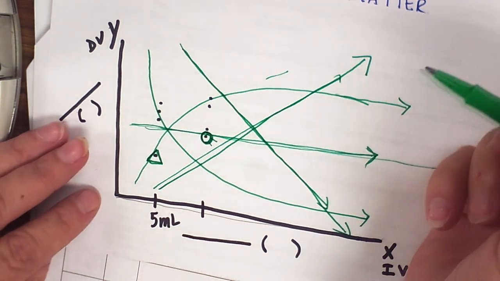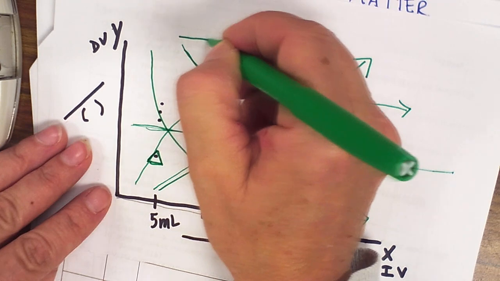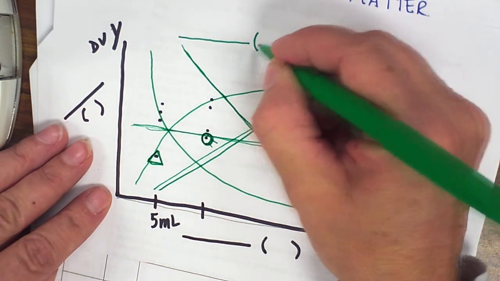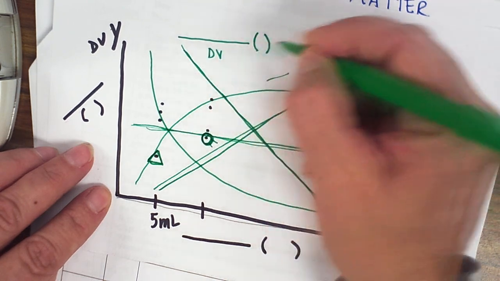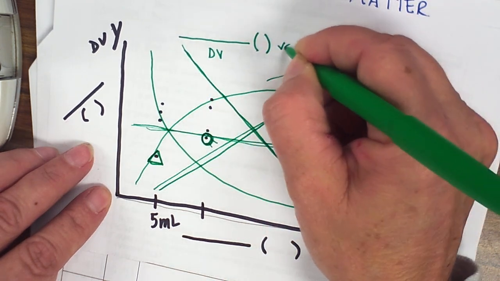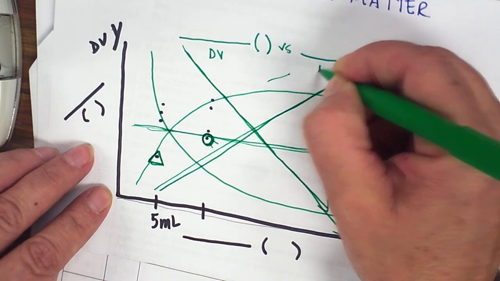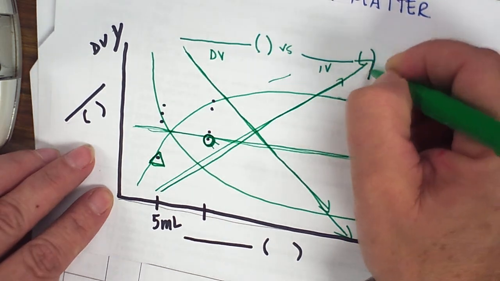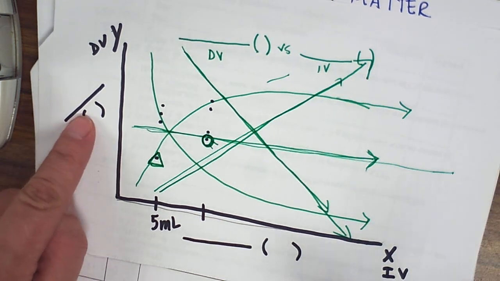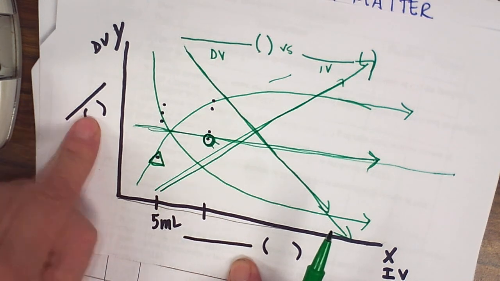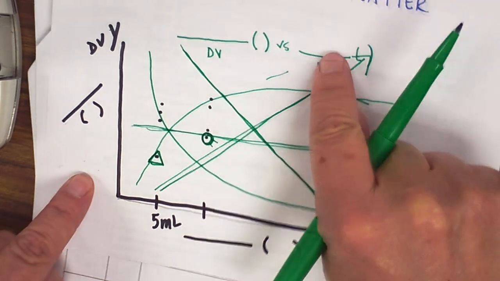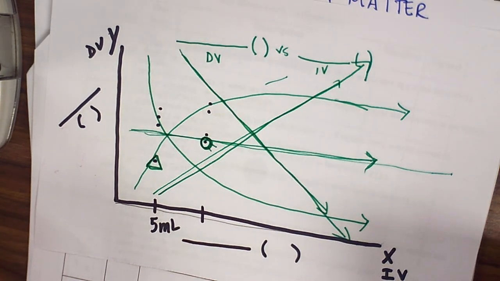Okay, now the title of your graph is going to be your dependent variable with the units versus your independent variable with the units. You could actually copy and paste the labels on your axes. Copy and paste, bloop. Copy and paste, bloop. Okay? Yes?